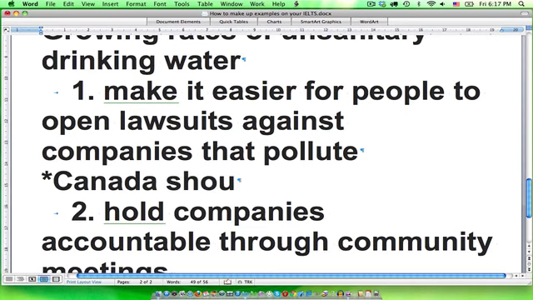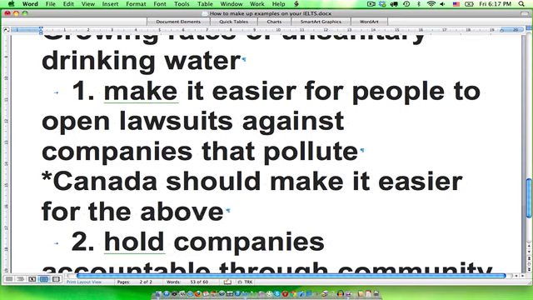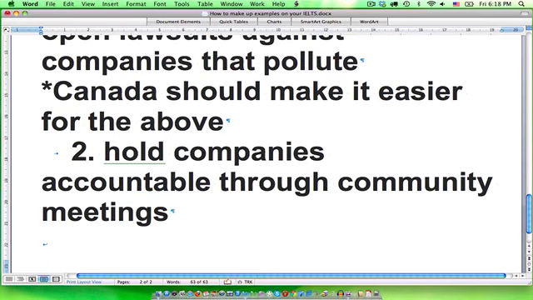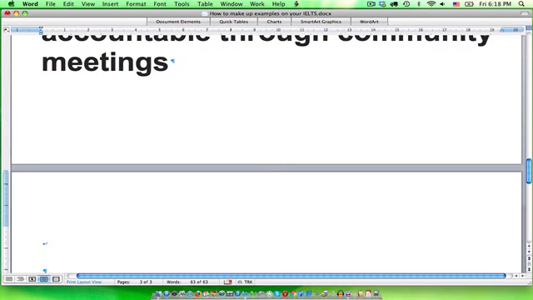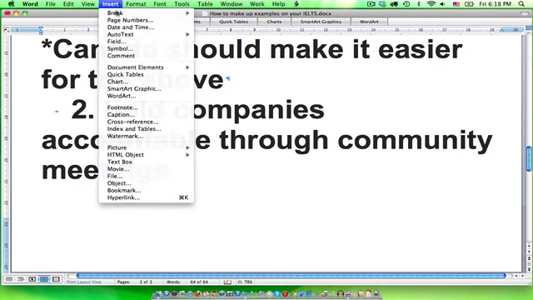So Canada should make it easier for the above. These are very quick notes that we're making to ourselves in the first couple of minutes of our examination, just to give us some framework that we can work from when we go to write our IELTS essay. Okay, and then the same thing here, hold companies accountable through community meetings. Perhaps we would want to show some sort of case study. Just one sec, I'll put this so it's all on the same page.